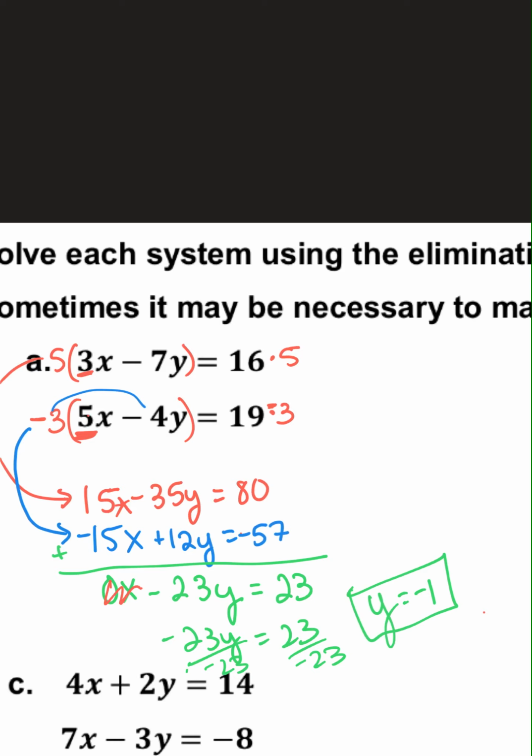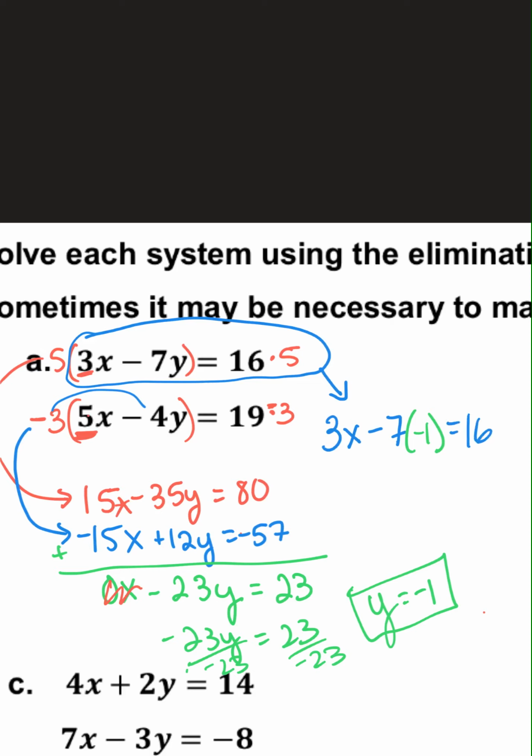Okay, so now pick your favorite equation. I usually like to pick the first one. So we'll come over here. We're going to use substitution. So I'm going to have 3x minus 7, and instead of y, I'm going to put -1, times -1 equals 16. Okay, so this gives me 3x, and then -7 times -1 is positive 7.